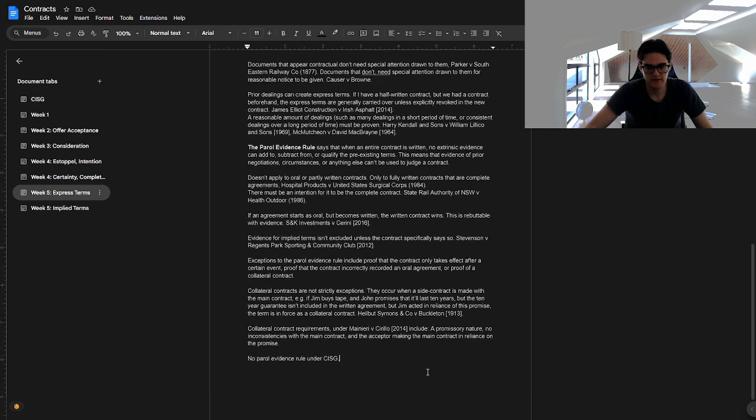Under the CISG, the Convention on the International Sale of Goods, there is no parole evidence rule. It's been rebutted many times.